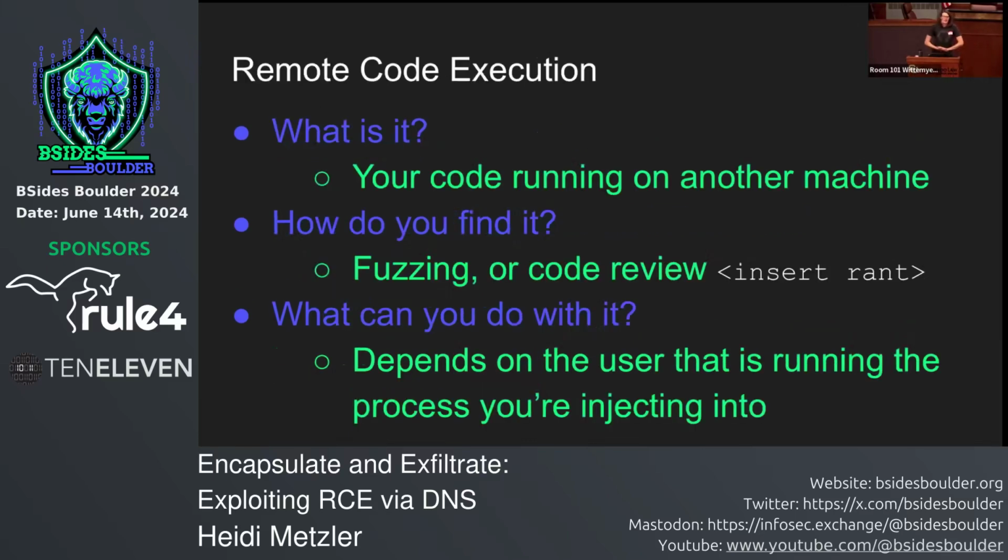So to summarize, remote code execution is your code running on somebody else's machine. You find it via fuzzing. There are a few different ways that when you're fuzzing, you might look for them. You might try to do DNS lookups, just simple ones to reach out to a server that you control. And then if you get a DNS hit on there and it's the payload that you put in there, then you know that it's there, or via code review.